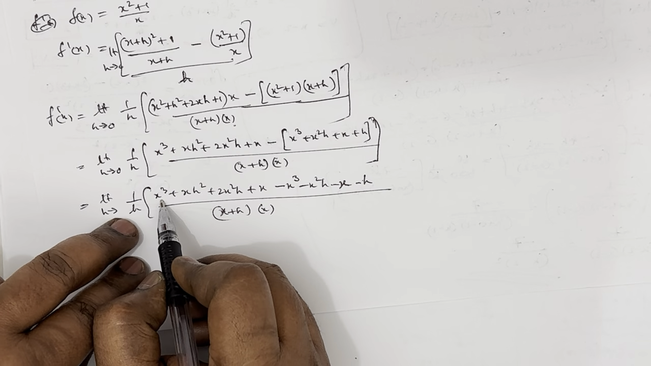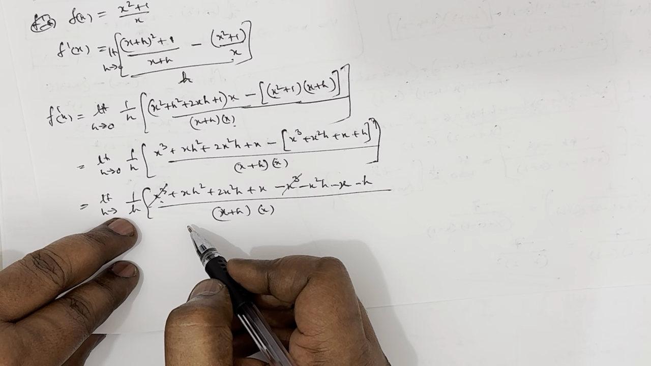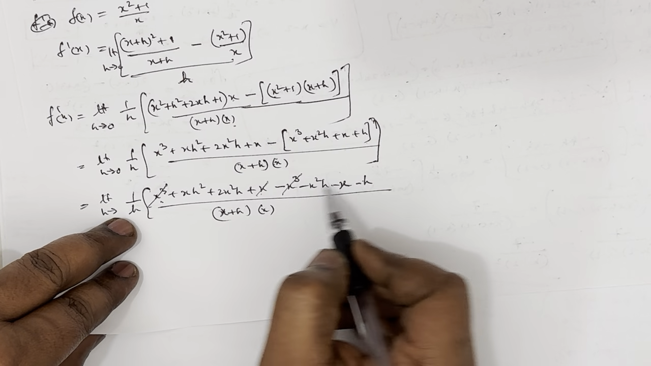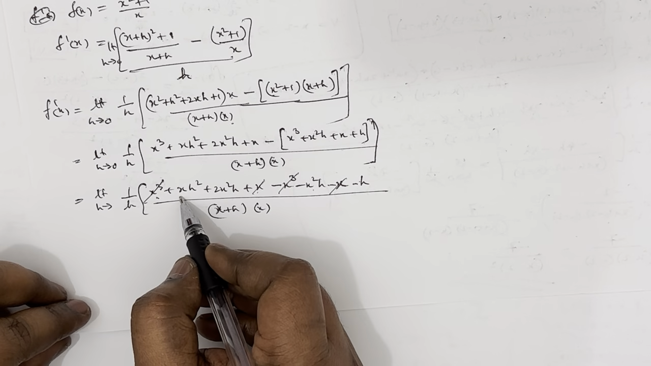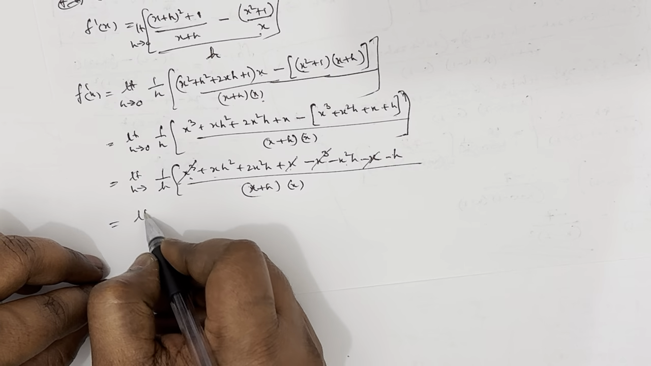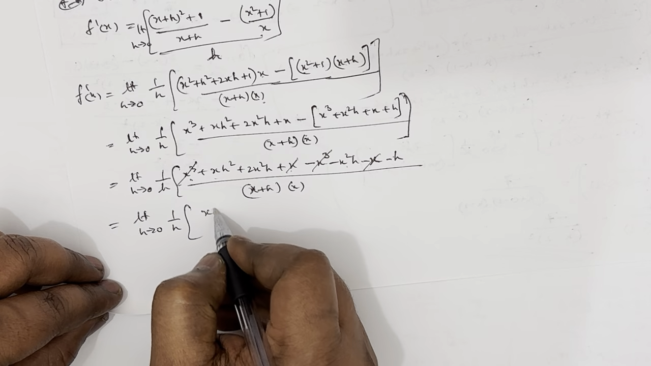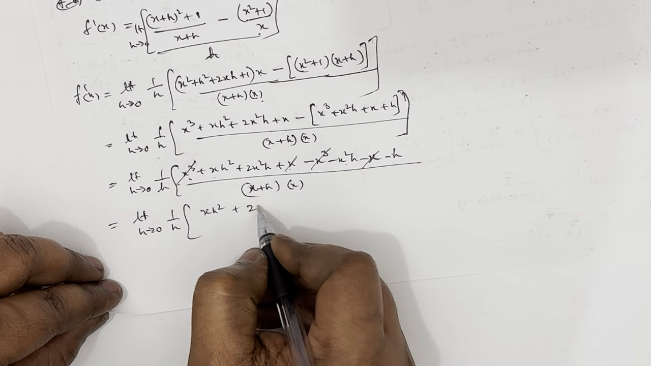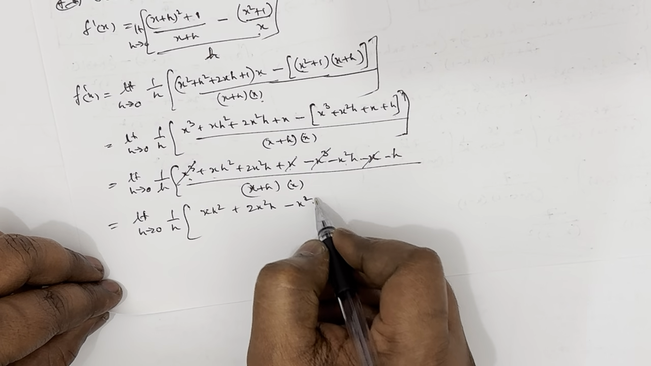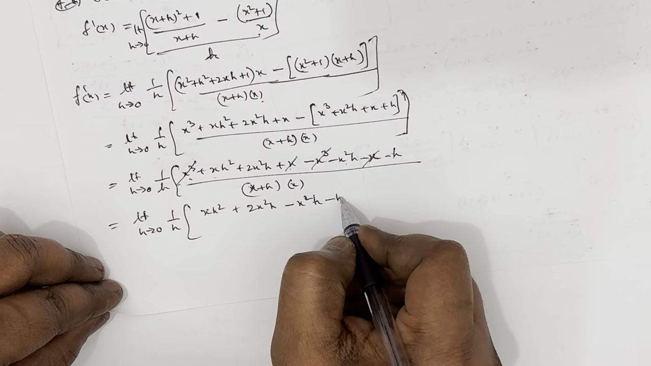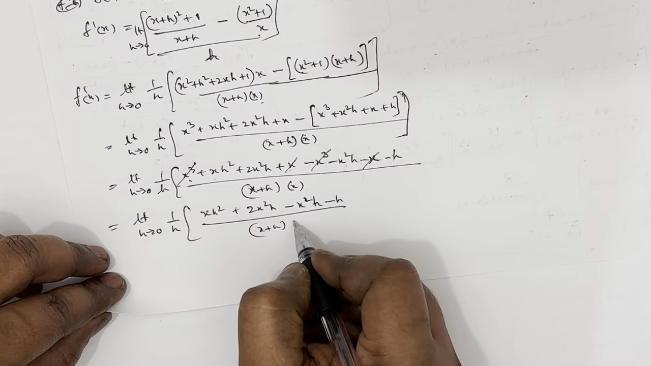Now if you see, positive x cube and negative x cube go away. Now we have positive x and negative x also cancel. Now let's write the remaining. Limit h tends to 0, 1 upon h. We have x h square plus 2 x square h minus x square h and minus x h, upon x plus h multiplied by x.